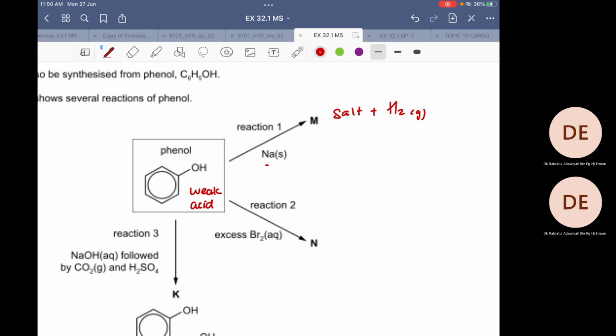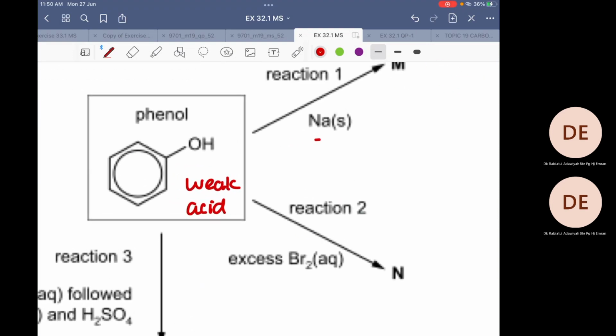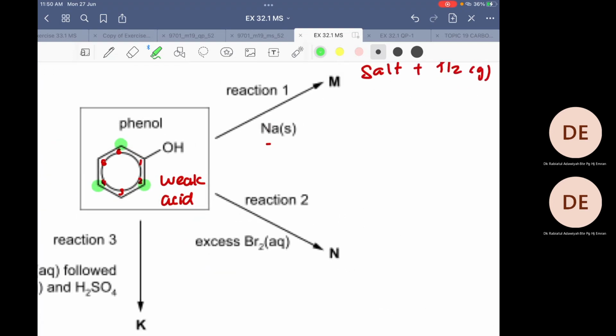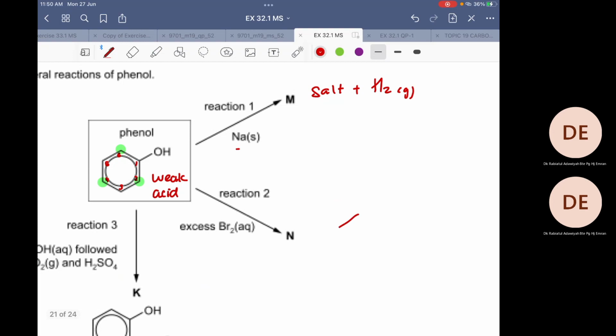However, it's a more reactive reaction, so multi-substitution will happen. So you will be replacing more than one hydrogen on the benzene ring. The question is, where will the bromine be attached to on the benzene ring? You always have to think about the position that is being activated. Okay, so for phenol, which one? 2, 4, and 6. Okay, and that is what you will form.